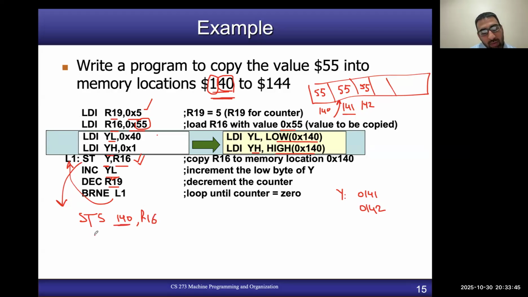So every time, I need to write this instruction again. Everything the same, and here 141, and R16, and then STS 142, comma R16, then STS 143, comma R16, and so on, right? So I cannot dynamically change this address if I'm using the direct addressing mode in the STS instruction. But if I'm using the register indirect addressing mode, as in the store instruction, I can dynamically change the address, which is contained in the Y register. Just by changing the value of the Y register, I can change the address where the data will be stored. Okay.